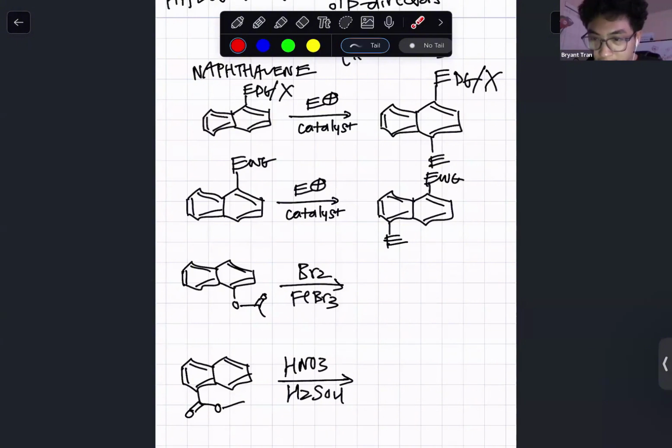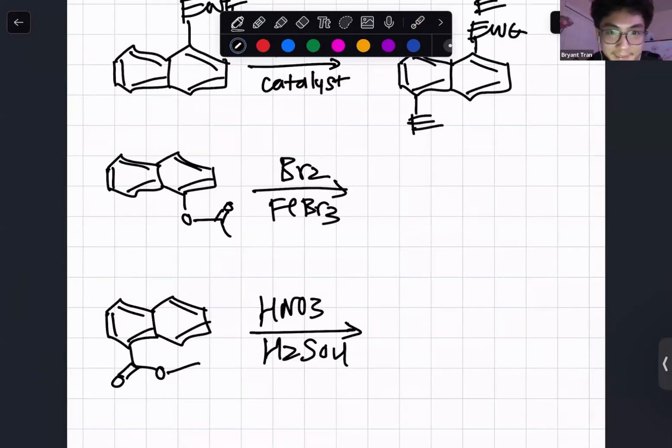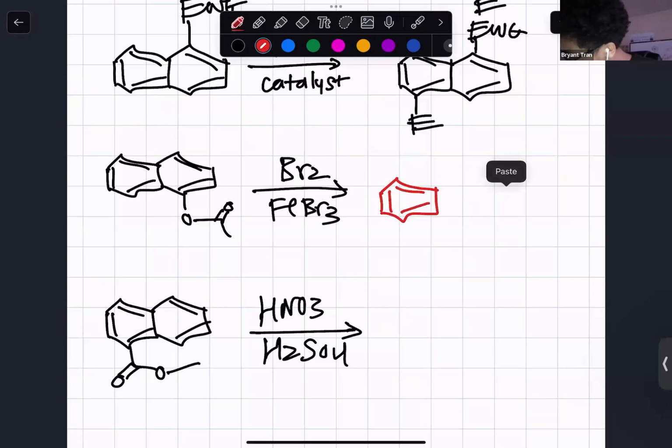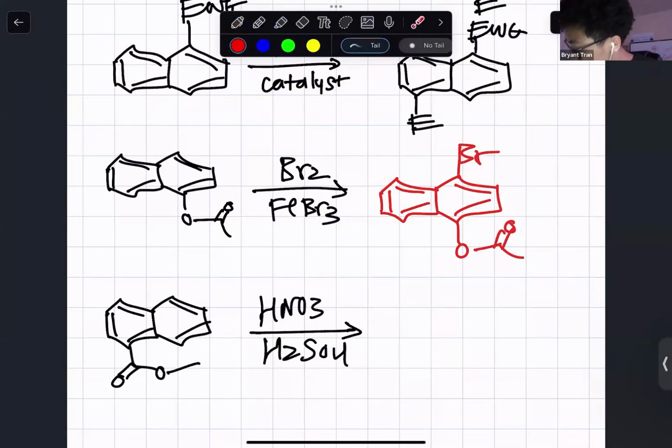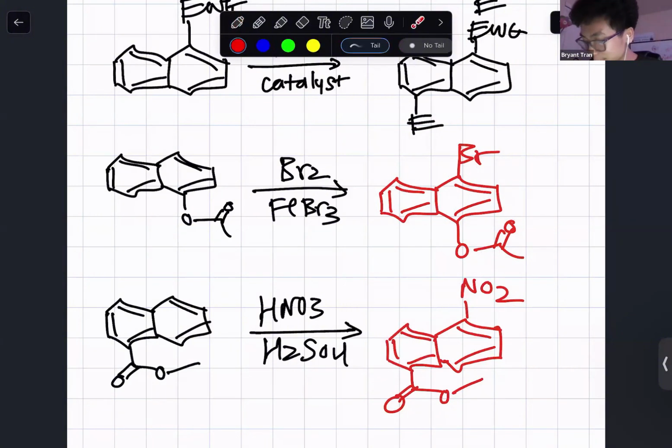Okay, so Sharon, you got bromine attached to the other opposite end. That's good. Right, because we have an EDG attached to the naphthalene. So when we do this naphthalene reaction, we're going to attach the electrophile opposite to the EDG. Now, for the second one, we have an EWG on the naphthalene. So we're going to attach the electrophile on the other ring on the opposite side, right here. That's correct.